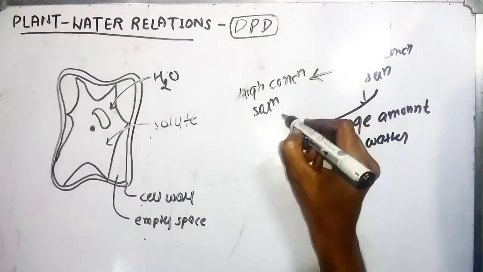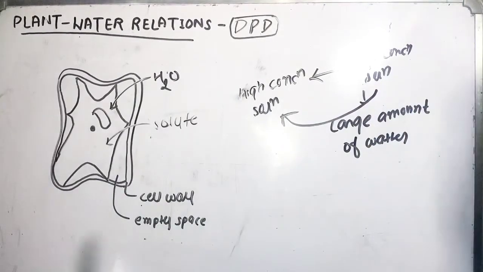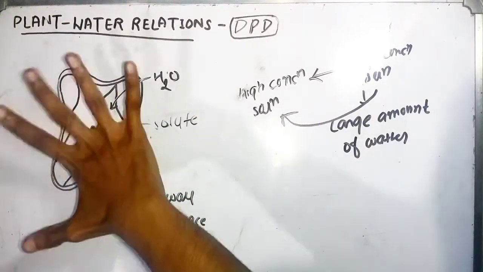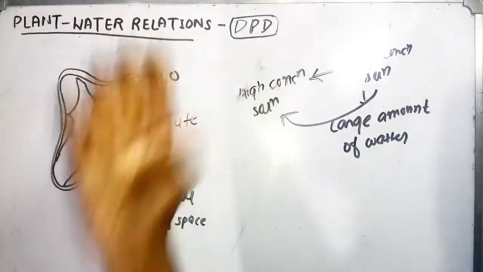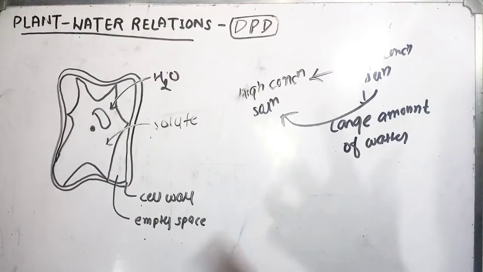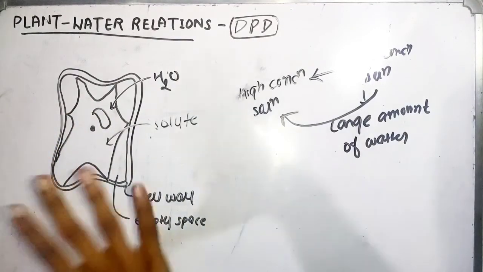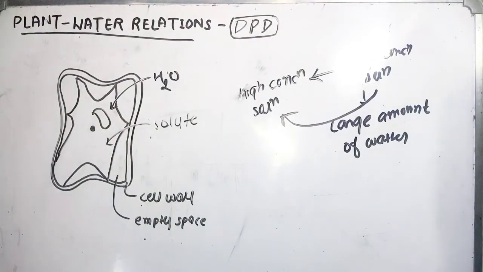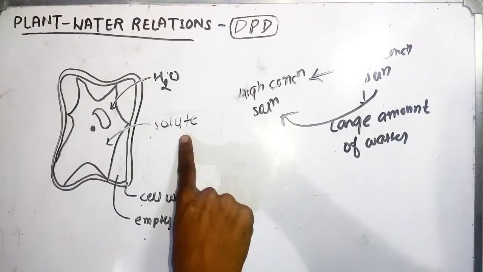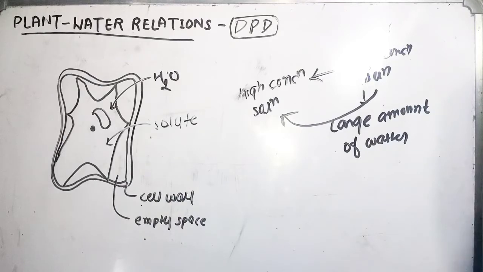So water will flow from here to here, right? This high concentrated solution, by adding solute, is attracting water. There is a pressure attracting water. Adding solute started pulling water, so there is a pressure inside due to the solute, and we call it osmotic pressure, or solute pressure.